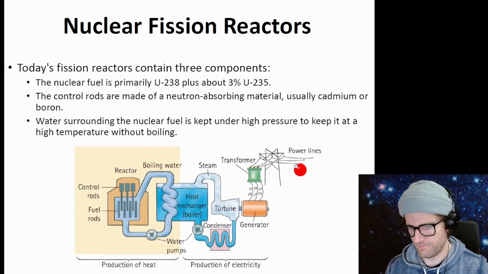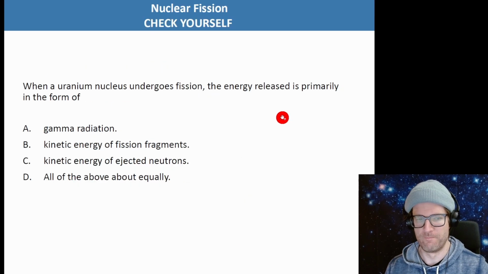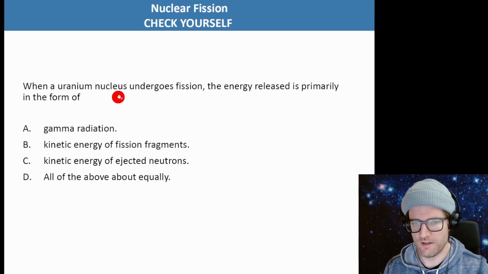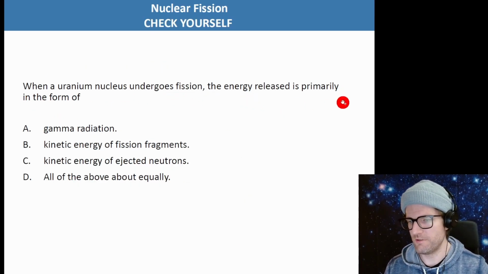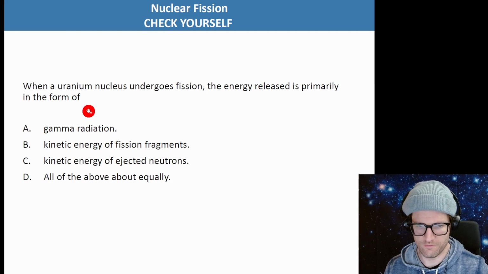Okay, here's a picture of a nuclear reactor. Essentially, here's the reactor that just boils water, which can then be used to run a turbine, which generates electricity that is sent to the grid. When a uranium nucleus undergoes fission, the energy released is primarily in the form of, well, we just have to look this up. Is it gamma radiation? Is it kinetic energy of the fission fragments? Is it kinetic energy of the ejected neutrons? It's going to be C.